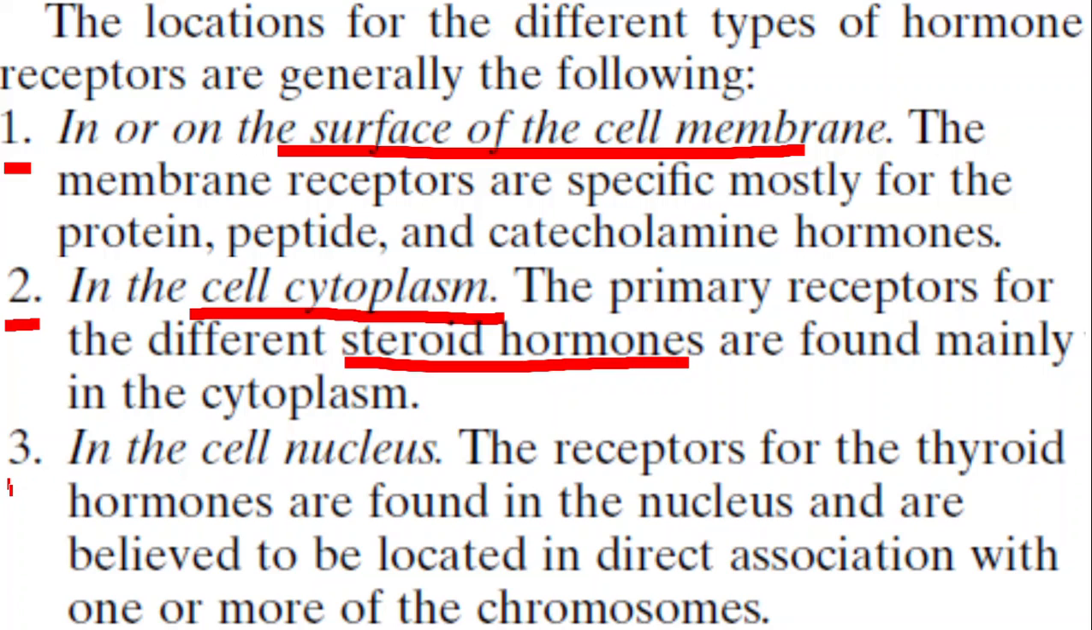And in the third category, the receptors are present in the nucleus of the cell. So that hormone will first pass through the plasma membrane, then pass through the cytoplasm, then pass through the nuclear envelope and reach the nucleus. Examples are thyroid hormones. The receptors for the thyroid hormones are present in the nucleus and are believed to be located in direct association with the chromosomes. Thyroid hormones.